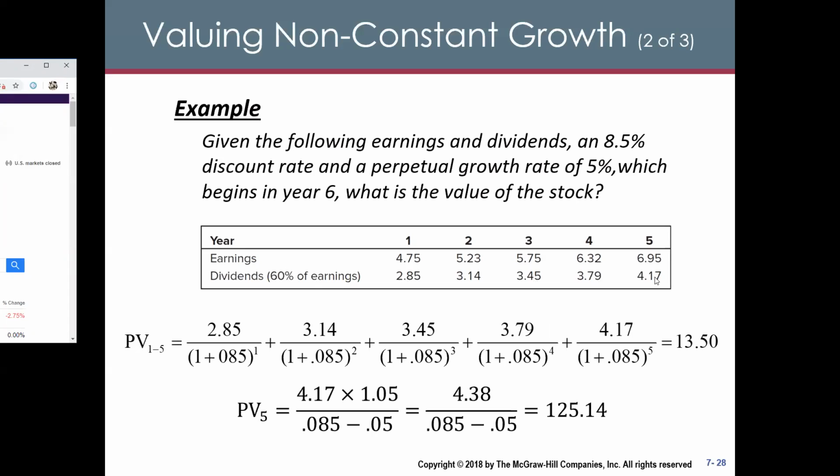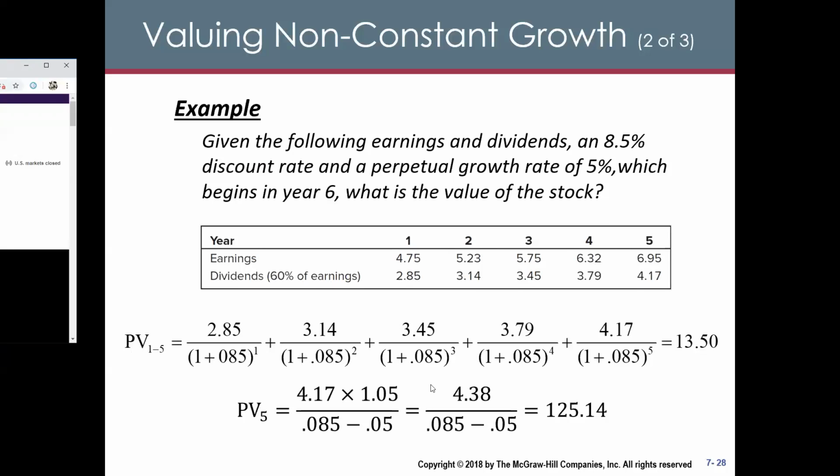So those are the 5 dividends you are going to receive in the first 5 years. You just discount them back to get the present value. For year 1, it's 2.85 discounted by 1 year, so it's divided by 1 plus 0.085. In year 2, it's 3.14 divided by 1 plus 8.5% squared. You do this for the first 5 years, and you get a present value of 13.5. That means the 5 dividends in the first 5 years have a present value of 13.5.